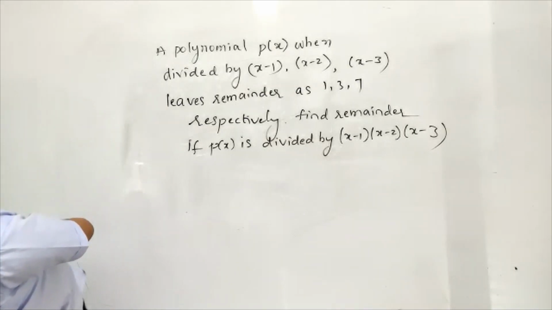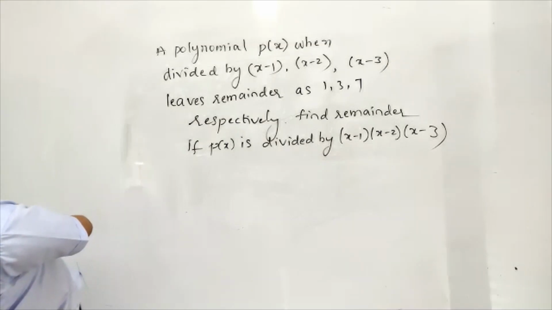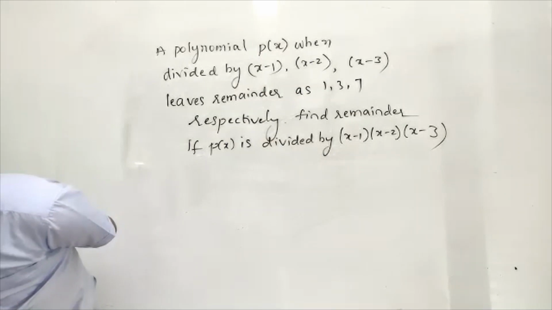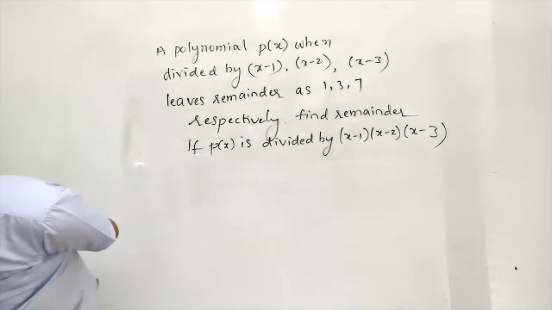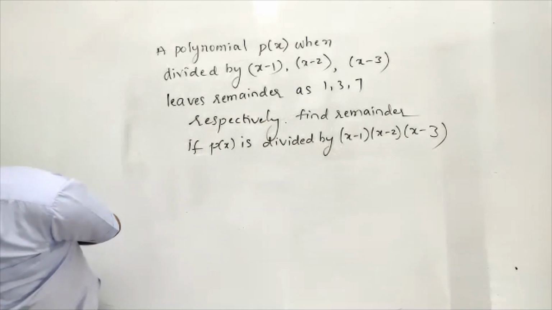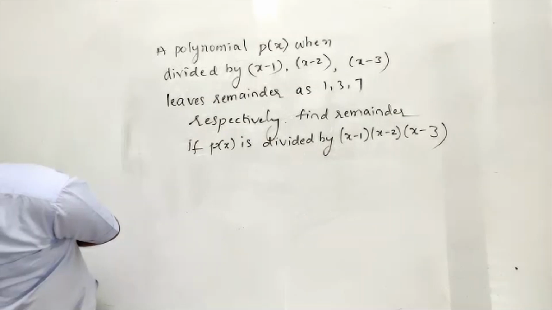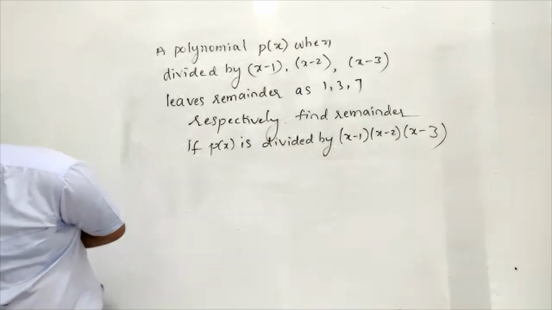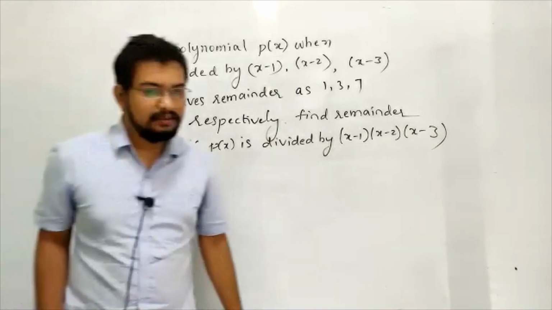X square minus x plus 1, Srijanya, good. Very good. X square plus x plus 1. Please check your calculation once again. X square minus x plus 1, x plus 4. Okay, people are trying. Make it fast.